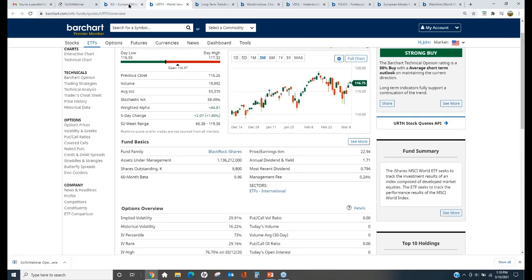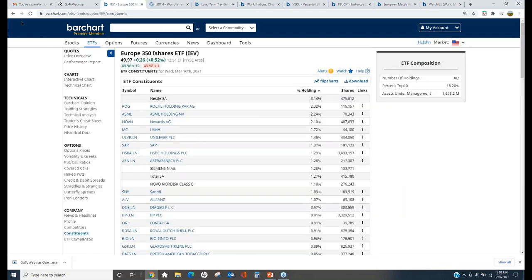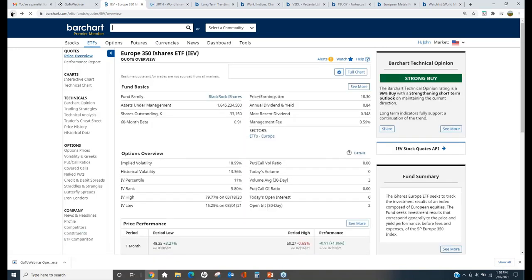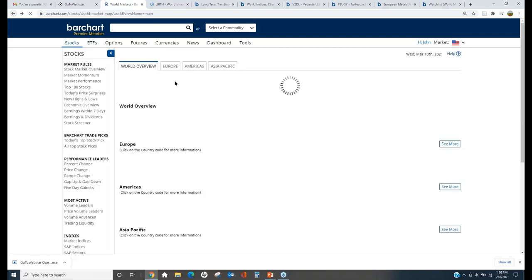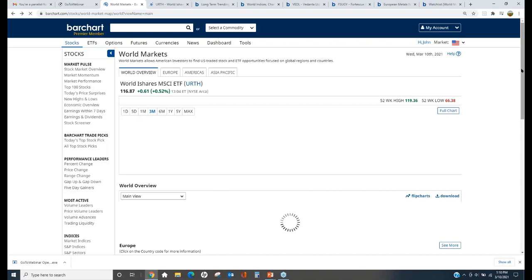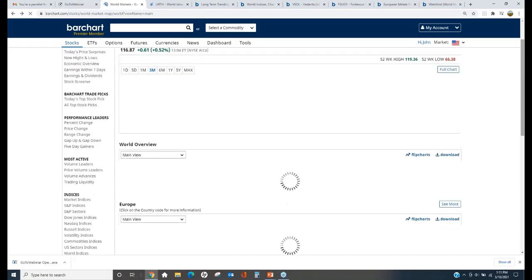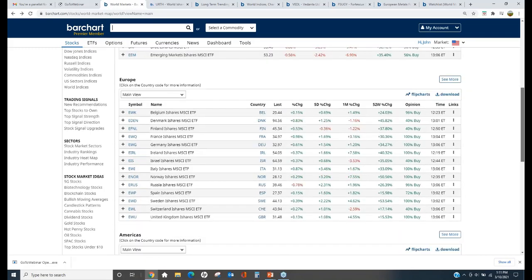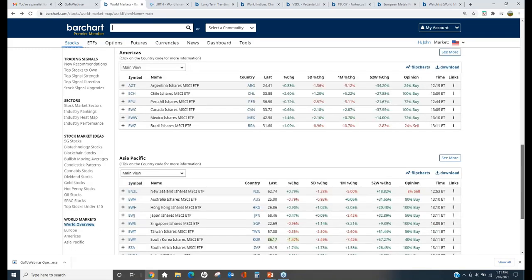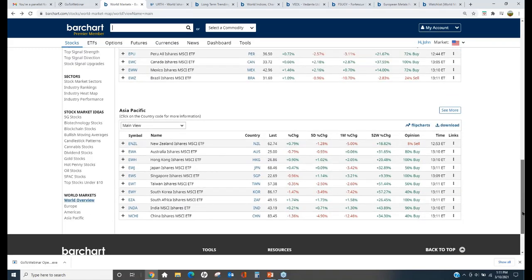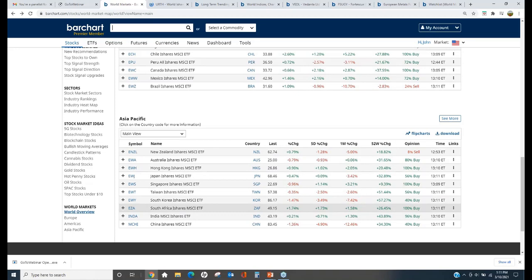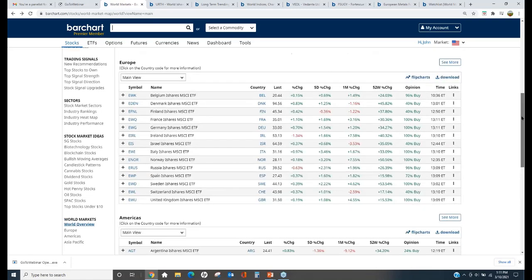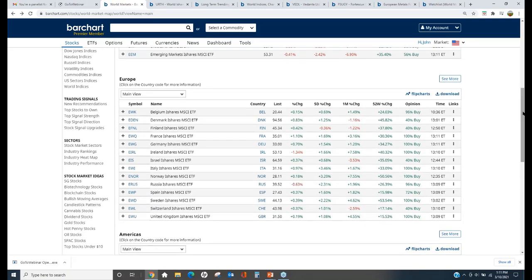Okay, so let's go back to world markets. Notice that not only do we have world markets, but we also have Europe, Americas, and Asia Pacific. I do want to point out that under Asia Pacific, you will find South Africa. So we don't have an Africa per se, but South Africa would fall under the Asia Pacific. So here we have the European one, right?